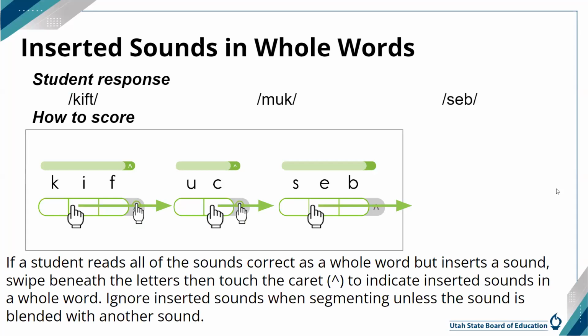If they insert a sound when reading a whole word, that is not considered correct. So you would swipe across the bar and then you will see a little triangle caret symbol appear at the end of that bar in the little gray tab. You would touch that gray tab and then that will show that an inserted sound was made, and you can see in the scoring that that little caret symbol has been added and an inserted sound was made.